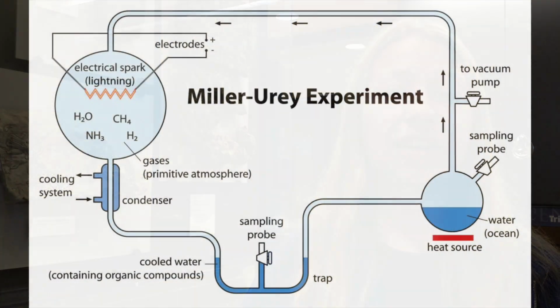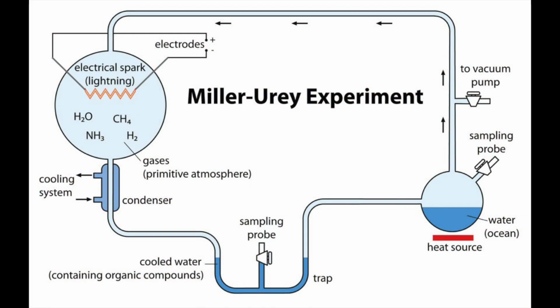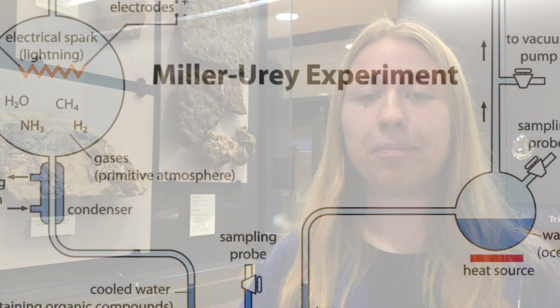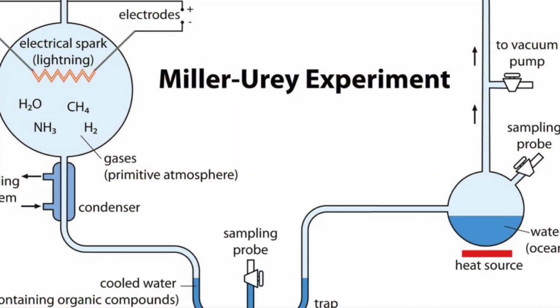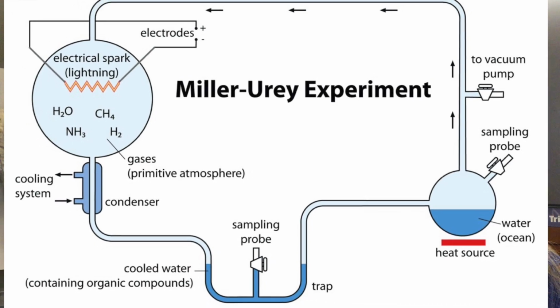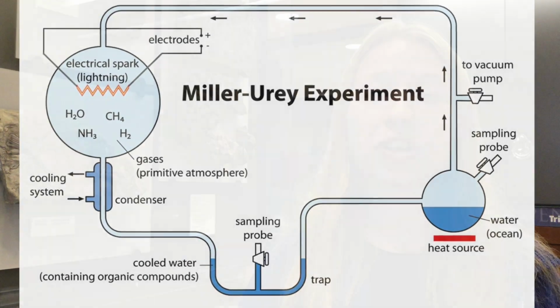There was an experiment done in the 1950s by scientists Miller and Urey that proved that this could indeed happen when in the lab they created organic compounds from inorganic compounds. Unfortunately, the atmospheric conditions that these scientists used were not the exact same as the conditions of early life, but we can still learn a lot from this experiment.